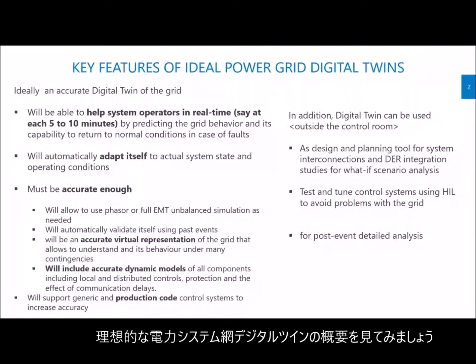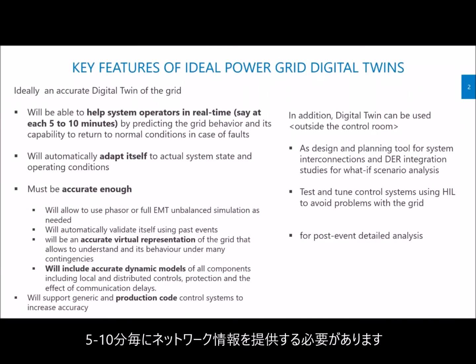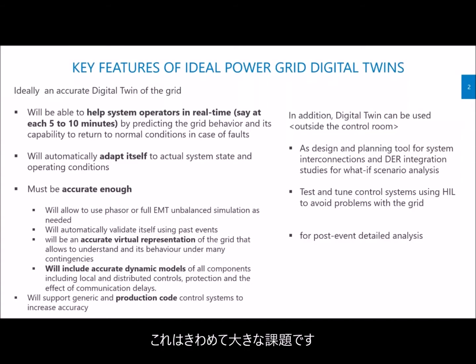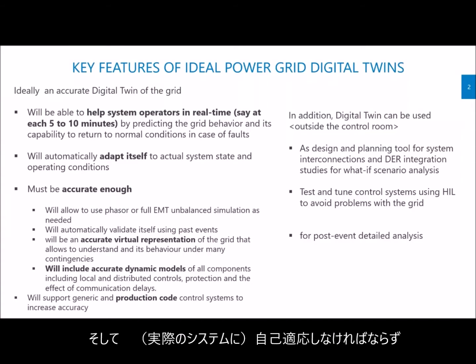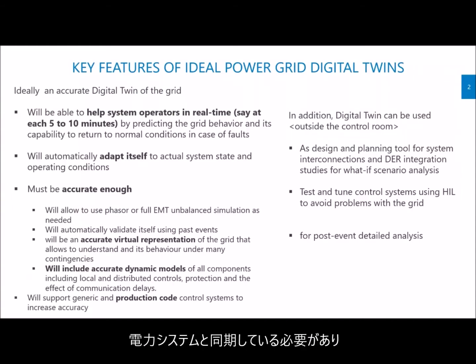Let's overview the key features of the ideal power system grid digital twin. First, in my opinion, it has to be fast. If we want to help the operator, we need to give the condition of the network every 5 to 10 minutes. So this is quite a big challenge. And it has to adapt itself also. It has to verify that the parameters are good. It has to be synchronized with the power system. So we have discussed that before.